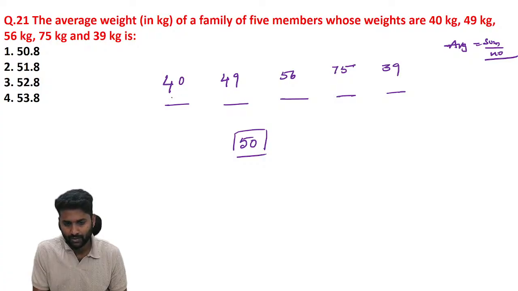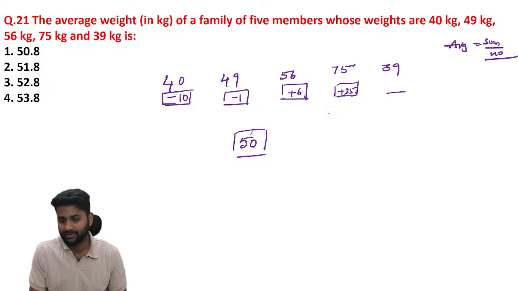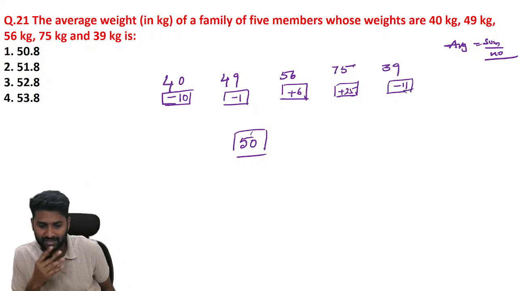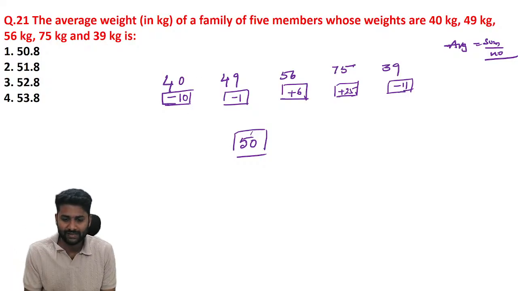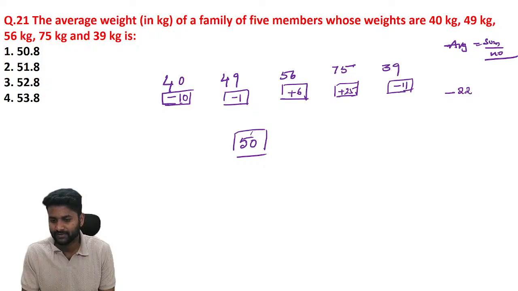Instead of 50, you can see that for 40, 10 units are less. Instead of 50, we have 49, so 1 unit is less. Instead of 50, we have 56, here 6 units are more. Instead of 50, we have 75, here 25 units are more. Instead of 50, we have 39, here you can see 11 units are less. If you go through the sum value, minus 10, minus 1, minus 11, then the total value is minus 22.